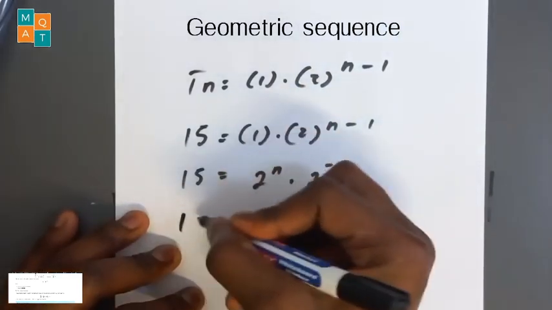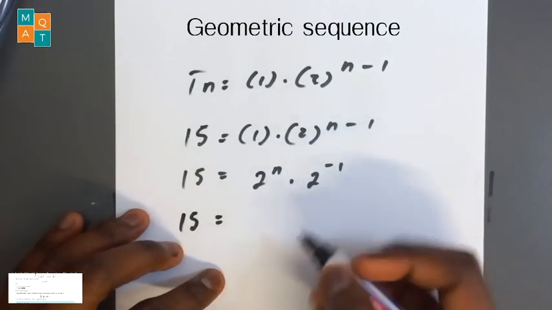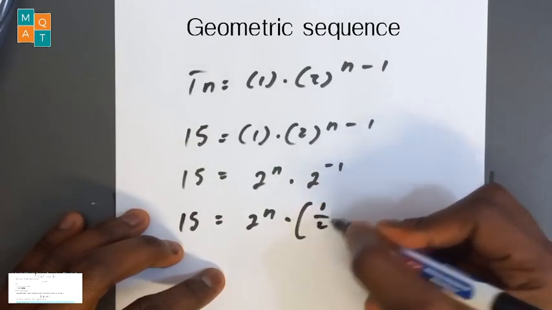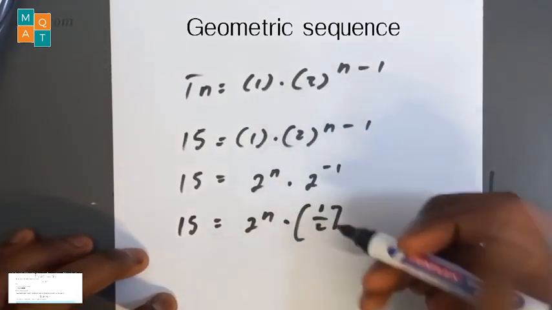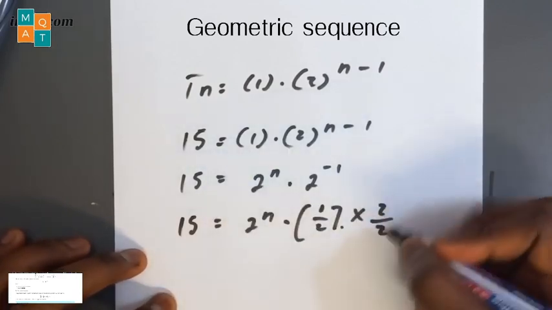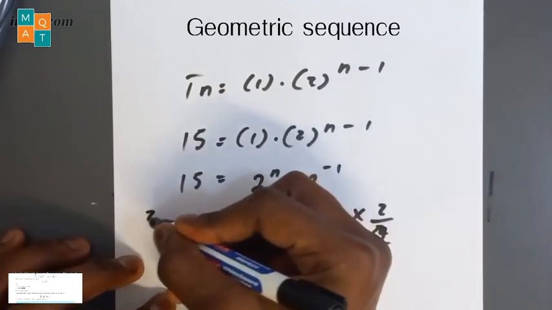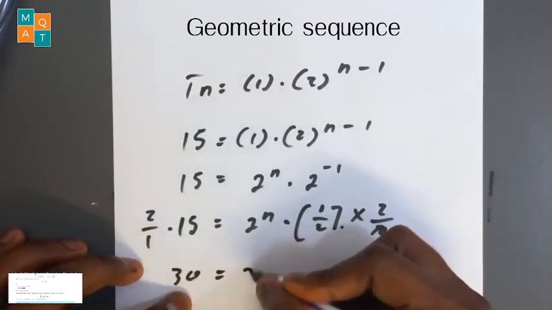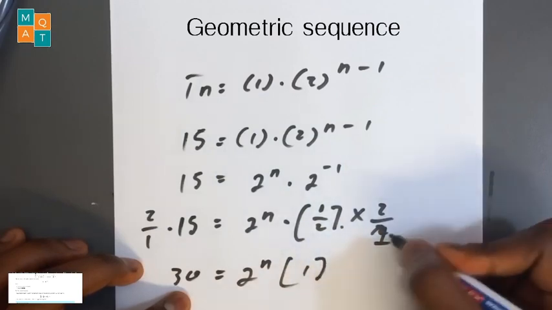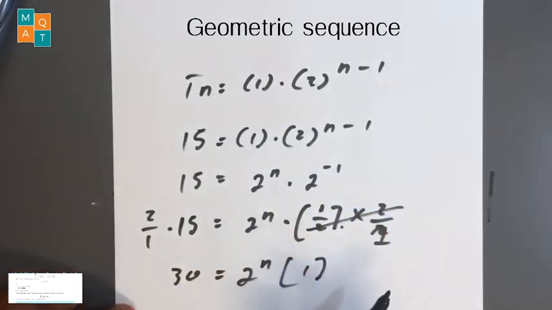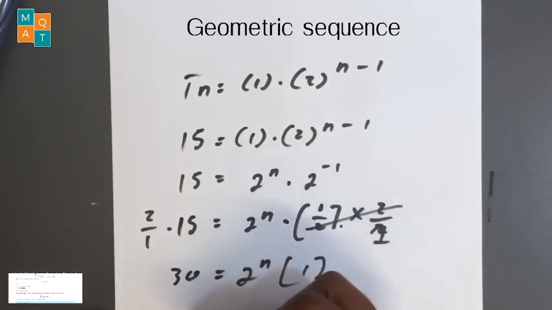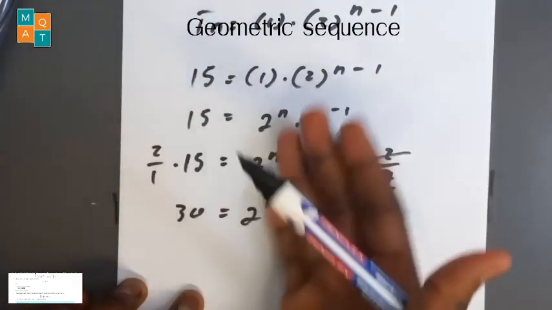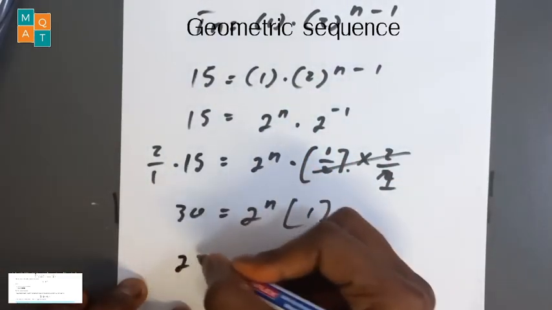So we've got 15 equal to 2 to the power n times 2 to the power negative 1. Now, please note that 2 to the power negative 1 is the same as 1 over 2. And since we have 1 over 2, you can multiply by 2 over 1 on both sides. From there, 15 times 2 is 30, which is equal to 2 to the power n multiplied by 1, because these things cancel out. Then, to find n, we use log rules. Now we can flip this and bring the 2 to the power n to the one side and the 30 to the other, so 2 to the power n is equal to 30.